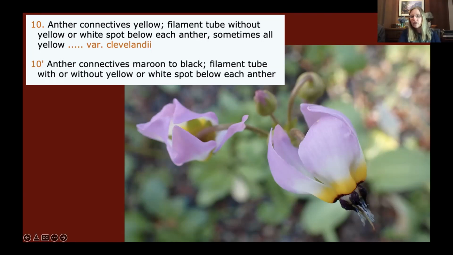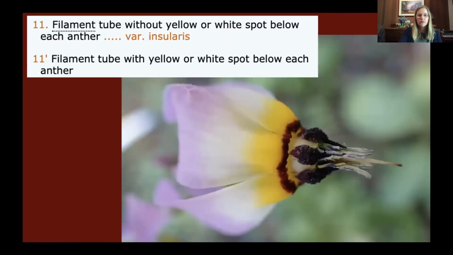So in this case, there is white in between at the base, but not below the anther itself. So this is the maroon or black connective. Right in here, we have this color. So that will bring us to the second choice.